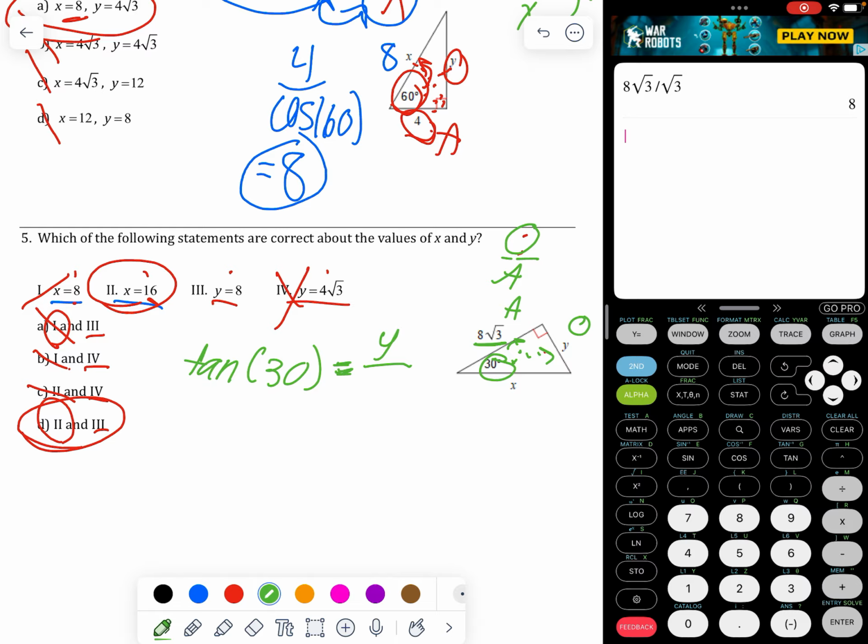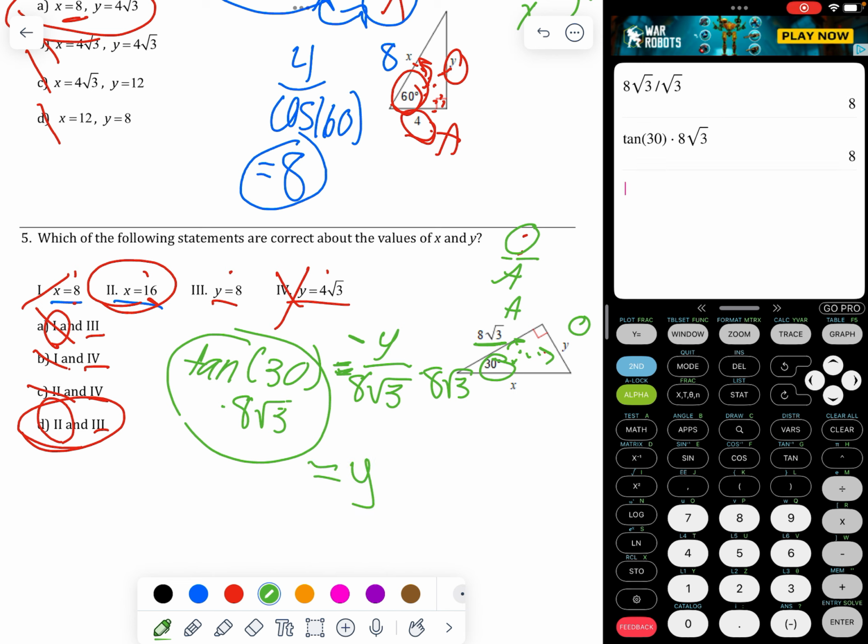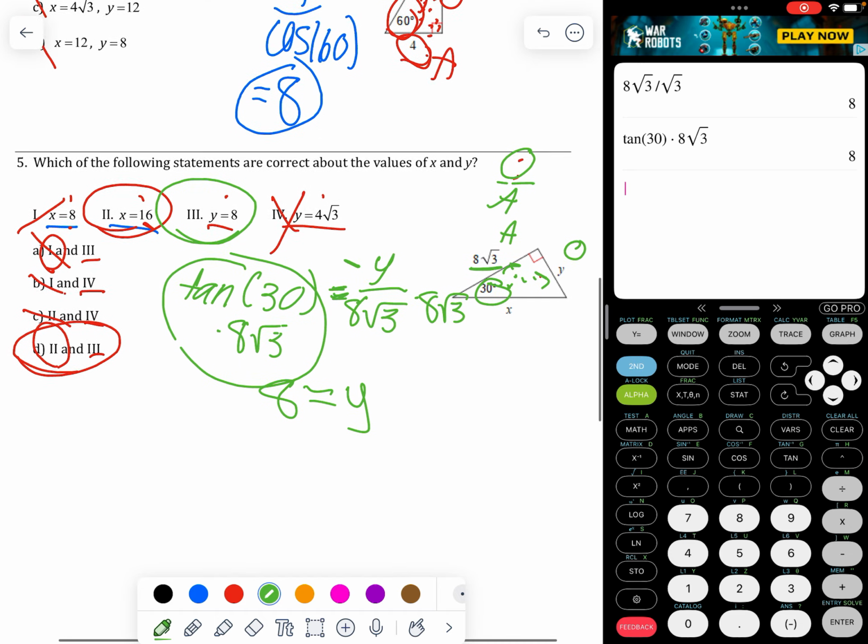Opposite was y. Adjacent was 8 times the square root of 3. So again, anytime we have the variable at the top, all we have to do is multiply that denominator, that bottom part, on both sides. So that's what we have to put on our calculator. So tangent of 30, close that parenthesis, times 8 times the square root of 3. Again, you don't have to simplify it. Your calculator will already do it for you, which is correct. We just said that y is 8. We found that already. So we're just proving our statement, how that works.